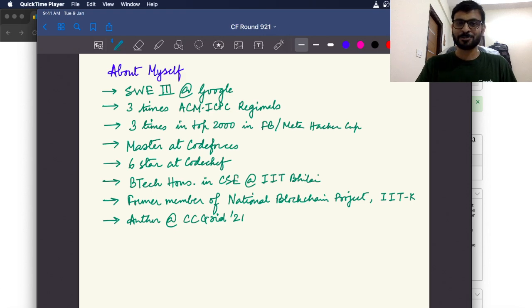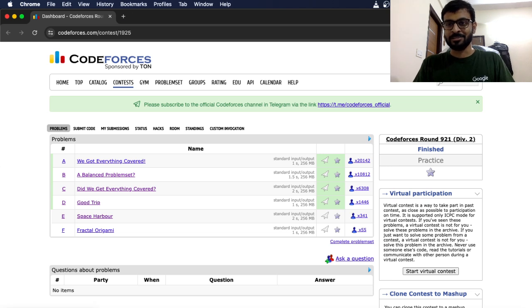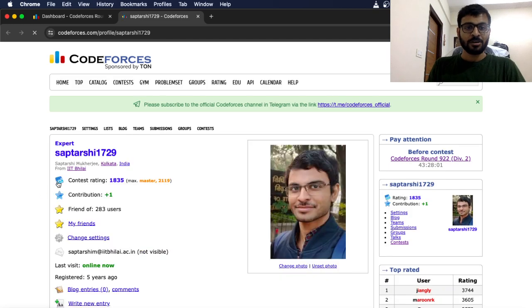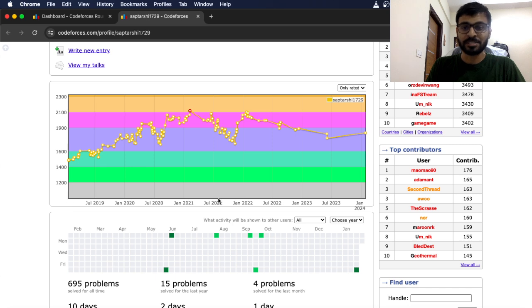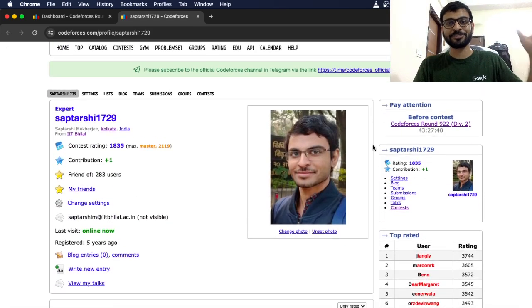So now coming a bit closer to my CP profile. This is the profile that I've been using for a good time now. This is where I started around 2019. This is where I am in 2024, and this is the first contest I gave this year. As I mentioned, I came from the master track, but yeah, there have been ups and downs, and that's pretty much the most interesting part of a competitive programmer's journey.